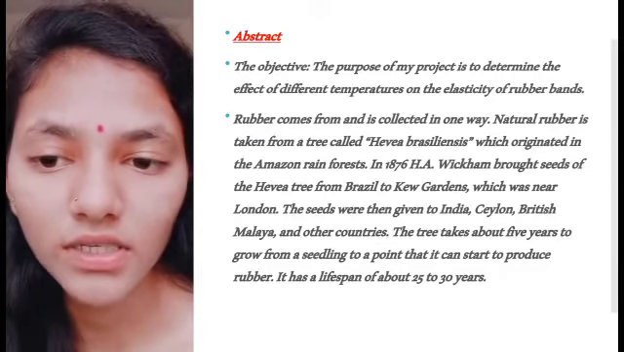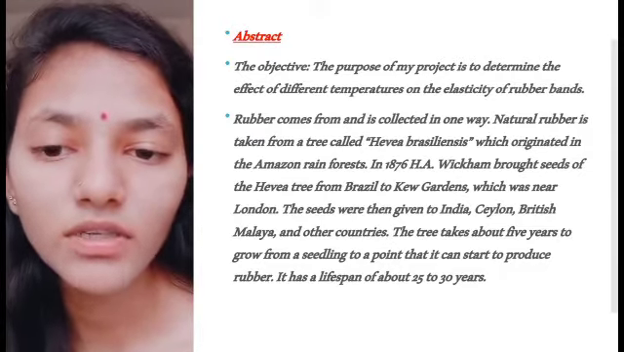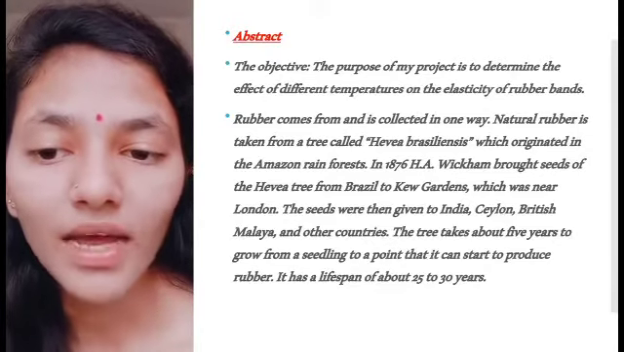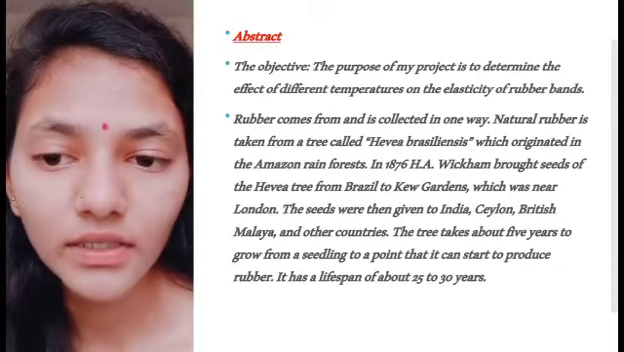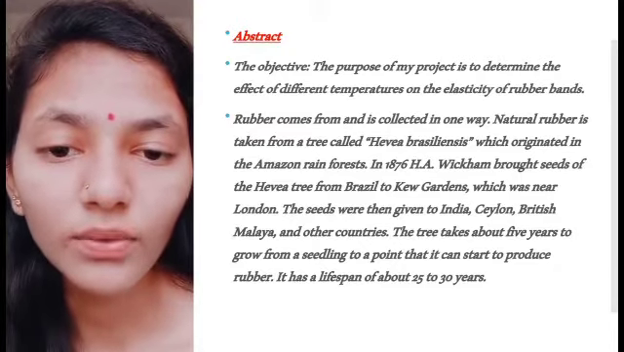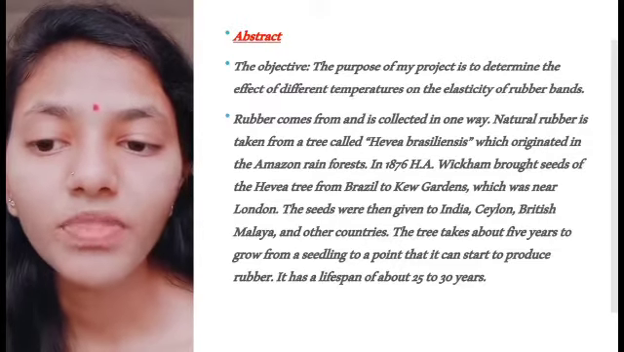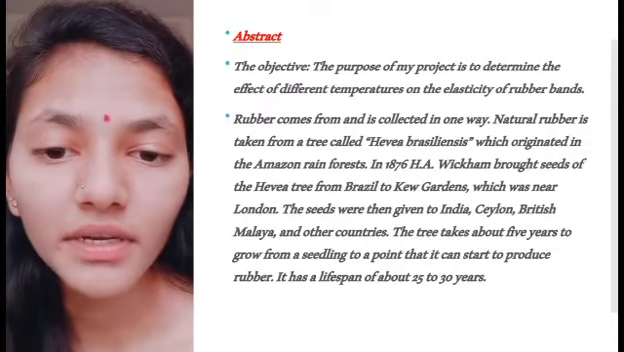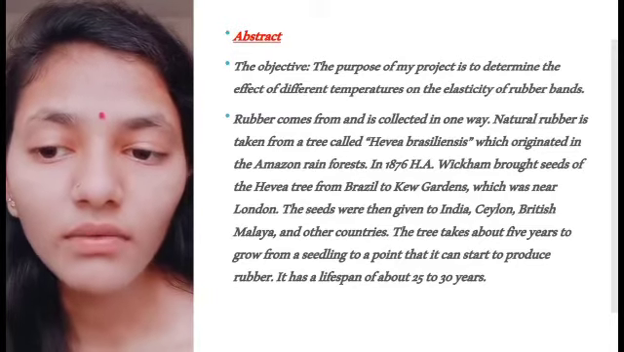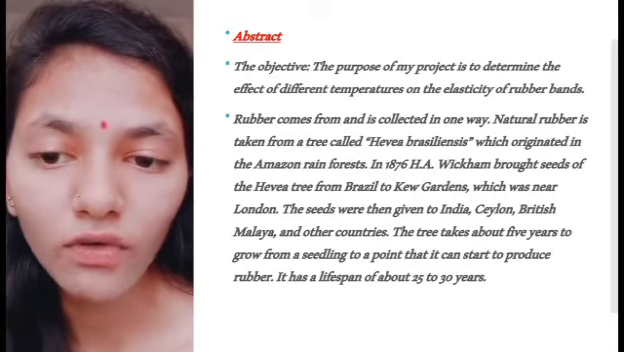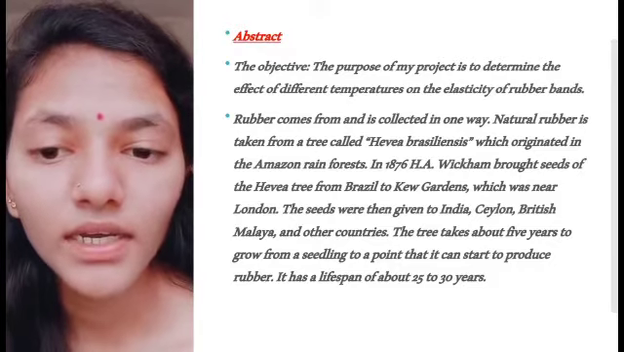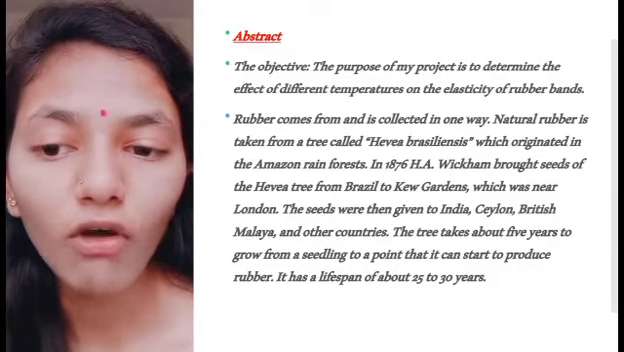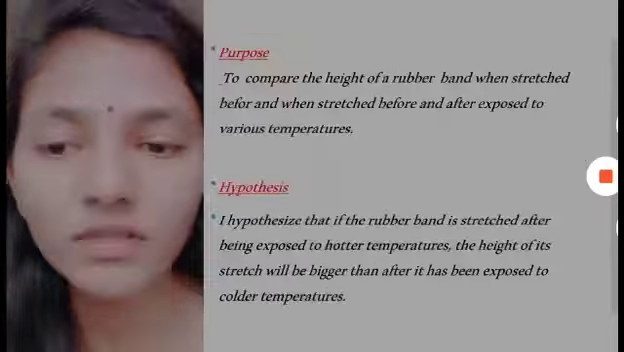In 1876, H.A. Wickham brought seeds of the Hevea trees from Brazil to Kew Gardens, which was near London. The seeds were then given to India, Caledonia, British Malaya, and other countries. The tree takes a few years to grow from a seedling to a point that it can start to produce rubber. It has a lifespan of about 25 to 30 years.